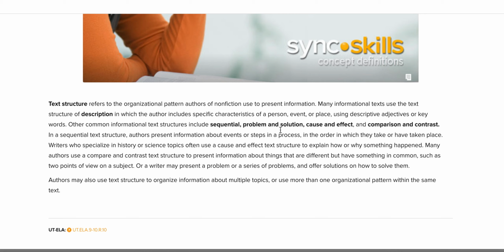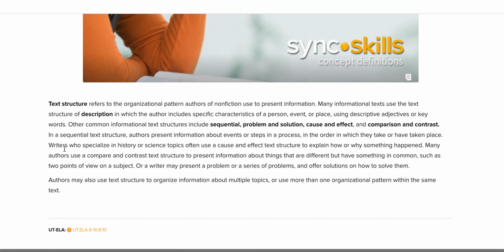And now we're going to learn a little bit more about what these are. In a sequential text structure, authors present information about events or steps in a process in the order in which they take or have taken place. So, in other words, sequential text structure can be applied two different ways. If you're talking about events, then it would be the order in which those events happened. That would be a sequential structure. Or if you're talking about steps, then it would be like step 1, step 2, step 3, or phase 1, phase 2, phase 3. That's a sequential structure.